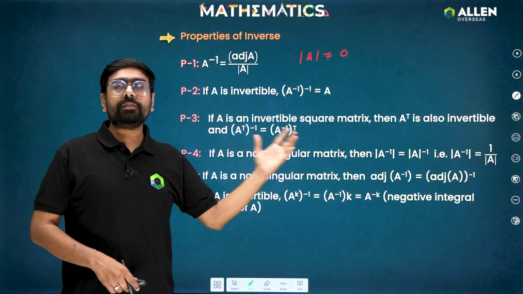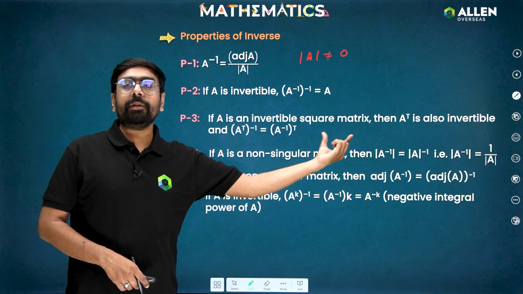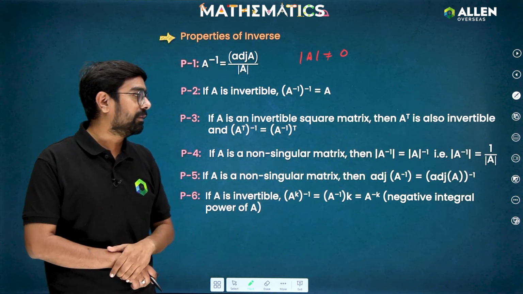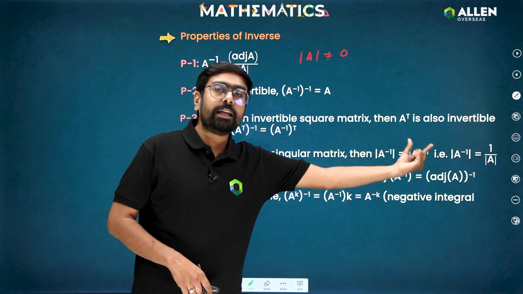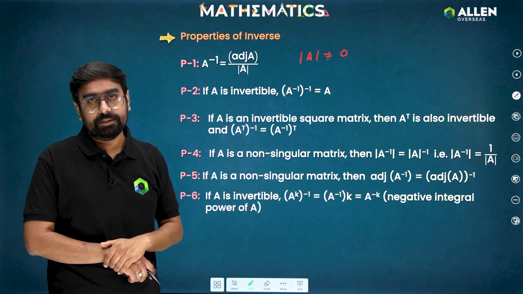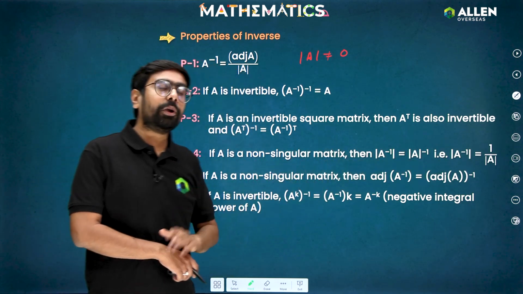If A is a non-singular matrix, then determinant of A inverse will be equal to the inverse of determinant of A. Or we can also say that determinant of A inverse is equal to 1 by determinant of A. This is a very important point over here.